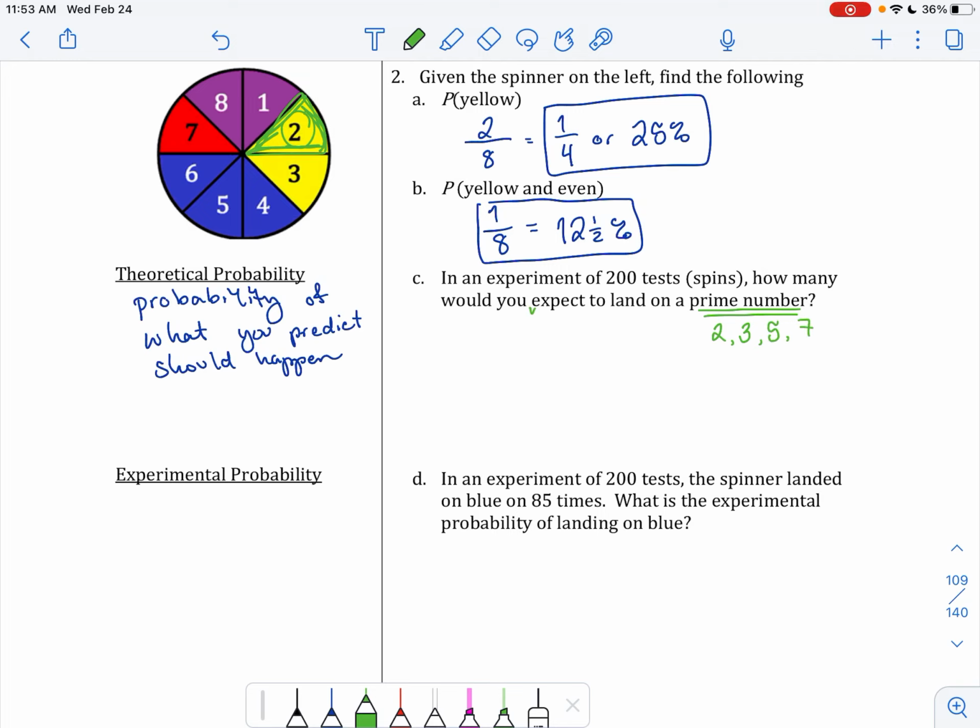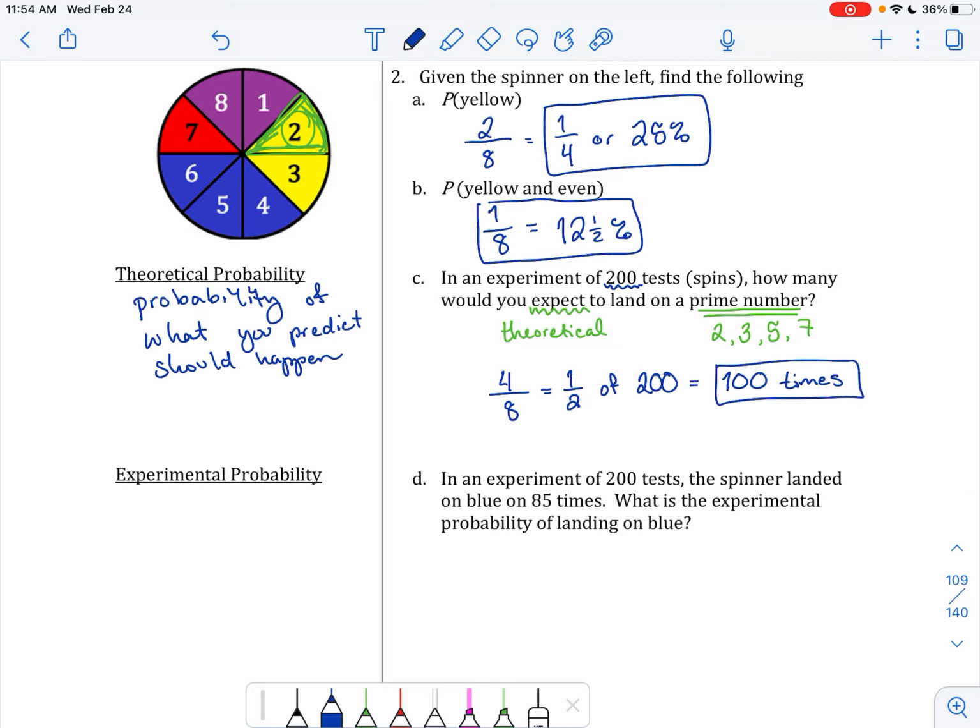And since it says the word expect, this means that we're just looking for the theoretical probability. So we have 1, 2, 3, 4 out of 8 would be our expected probability. So that's 1/2. And then it says of 200 tests. So we're looking for half of 200, which you can use division. It's 100 times. So we would expect it to land 100 times on a prime.